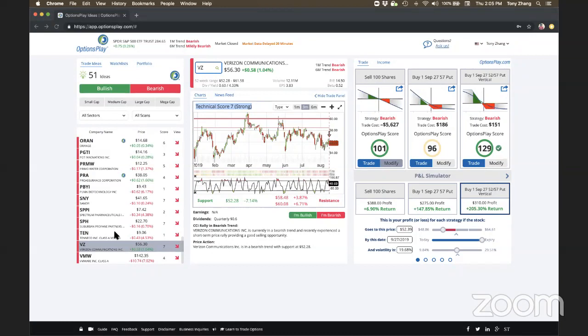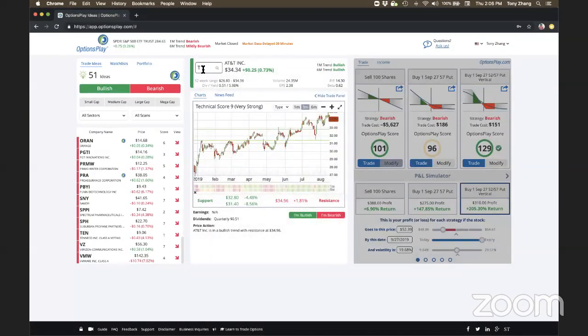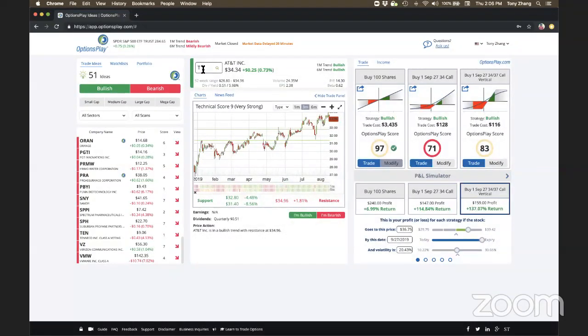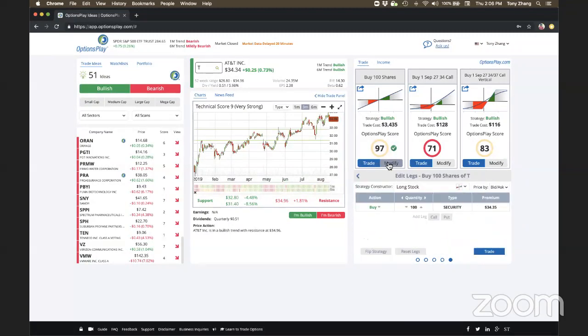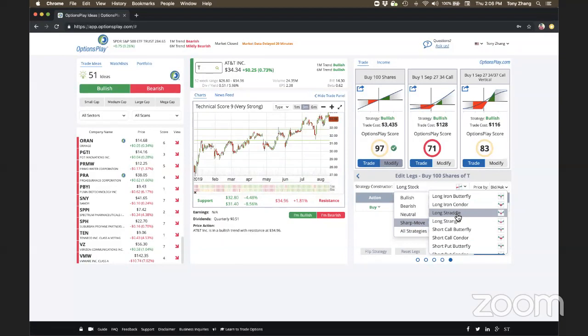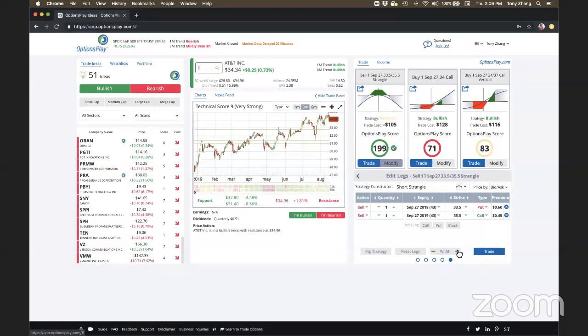Sue is asking, Tony, how do you enter a strangle on AT&T? Great question. On any strategy, if you want to enter a more complex or different strategy, you can click on modify. We have a thing called the strategy constructor. You can click on that and construct up to 45 other different types of strategies, including straddles and strangles, whether you want a long strangle or straddle, or if you want to short that strangle or straddle, you can do that just by the click of a mouse. You can make that strangle wider, you can move the strikes higher or lower, all just by the click of a mouse using our strategy constructor.